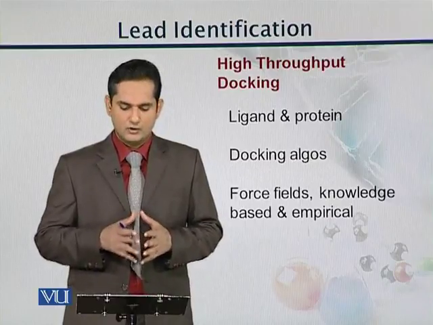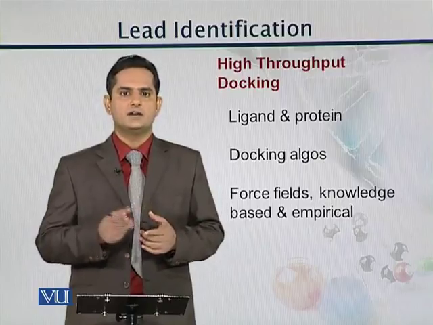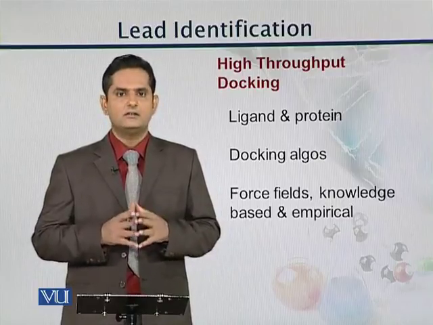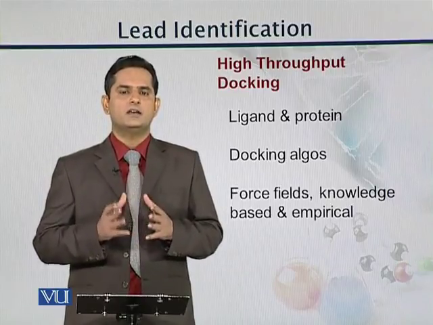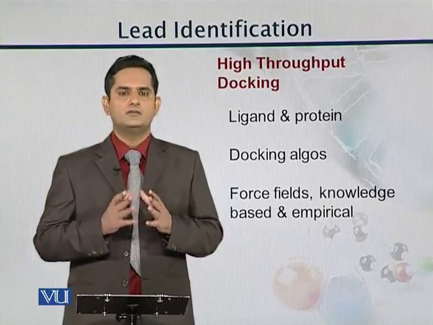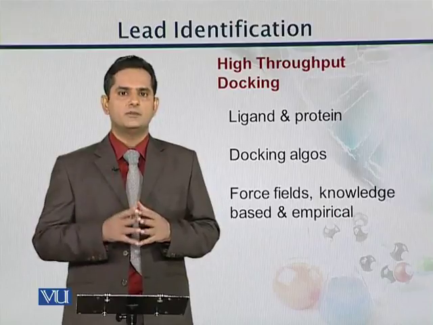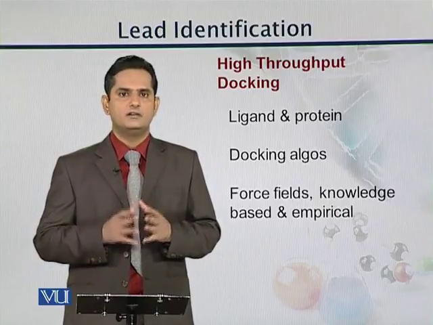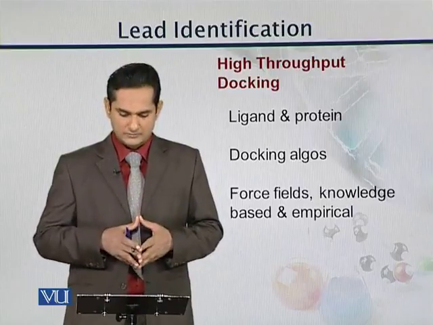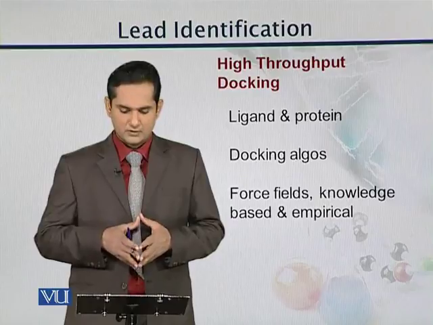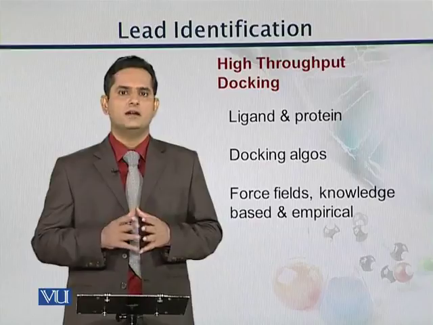Then we have the high throughput docking mechanism. In high throughput docking, the parts are again ligands and proteins, both of these are the parts, and there are several docking algorithms available. For example, in the case of genes, we can find out what the location of genes at specific chromosomes would be. For that purpose there are several docking algorithms available which help us find exact or good positions related to those genes. Then we should have information about force field, knowledge base or empirical information for these docking algorithms.